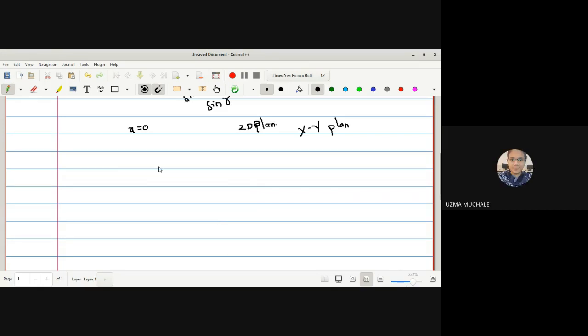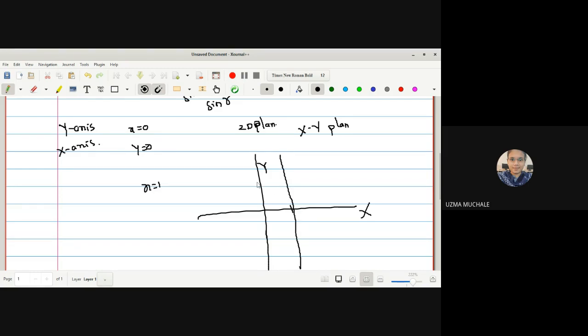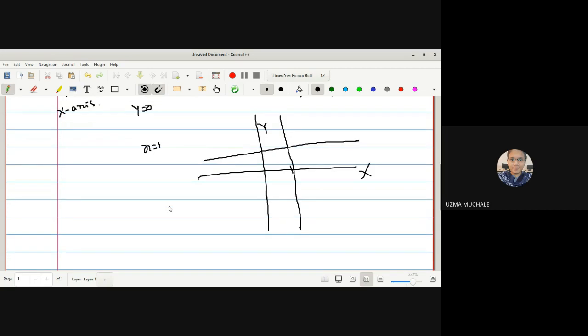Simply y means what? x equal to 0 represents the y-axis, and y equal to 0 represents your x-axis. Correct? And if I say x equal to 1, how to draw x equal to 1? This is your x-axis and this is the y-axis. Then x equal to 1 is a line like this which is parallel to y, and y equal to 1 is a line parallel to the x-axis. Is it okay? Is it clear for the 2D plane?